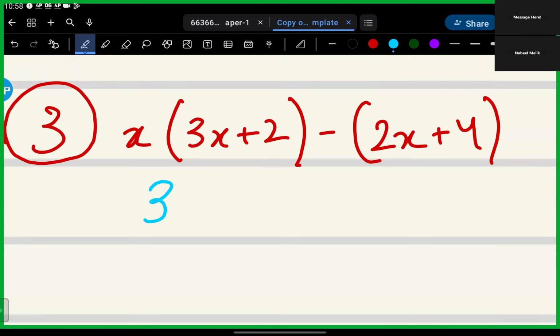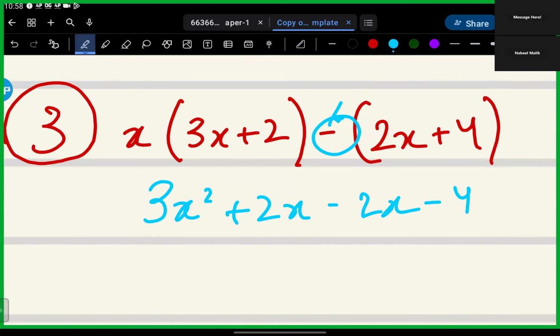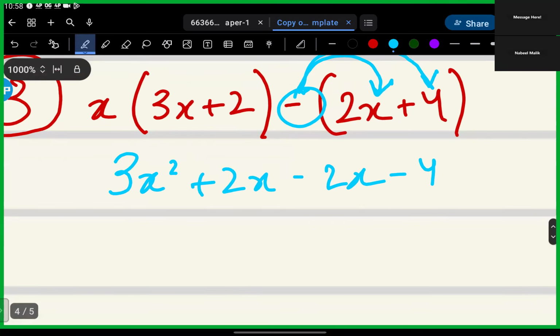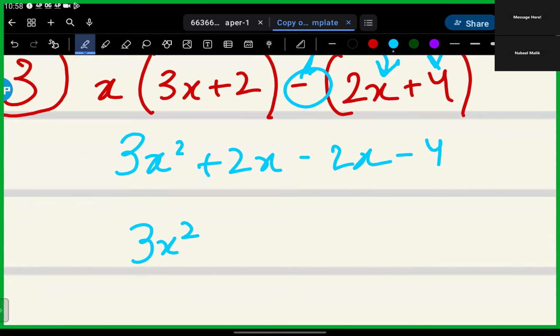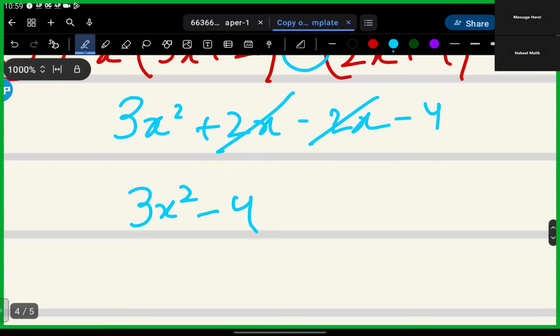Now, 3x squared plus 2x minus 2x minus 4, all right? Basically, this minus multiplies with the 4, all right? This basically changes the sign of the number, right? Now, let's simplify this. This is going to be 3x square plus 2x minus 2x minus 4. Yeah, the 2x and minus 2x are going to cancel out each other, all right? So, let's cancel out this. 3x square minus 4.